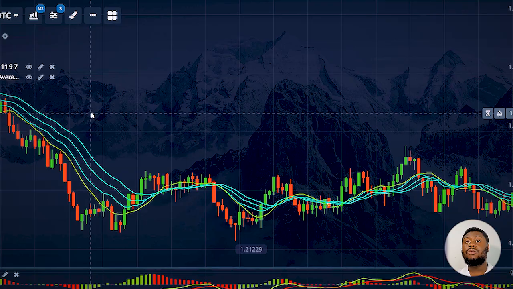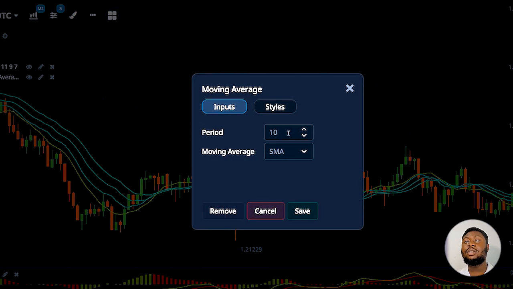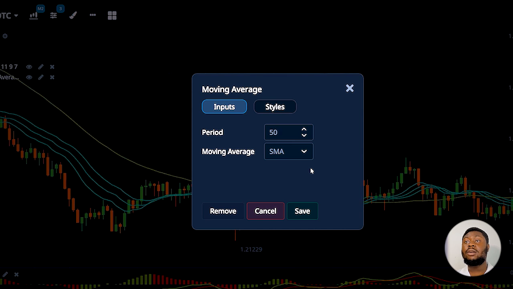Now let's configure the moving average. I'll set the indicator period to 50, which will be the trend line. I'll leave the line type as SMA. I'll set the color of this line to pink.